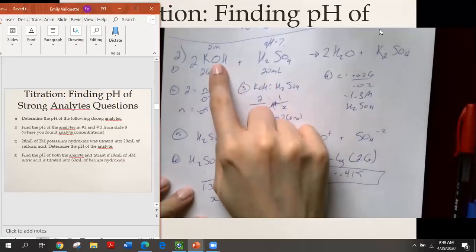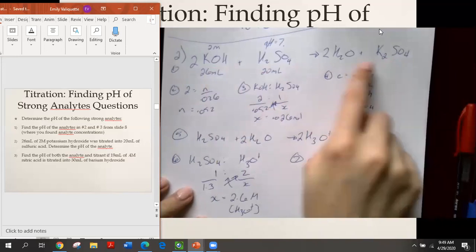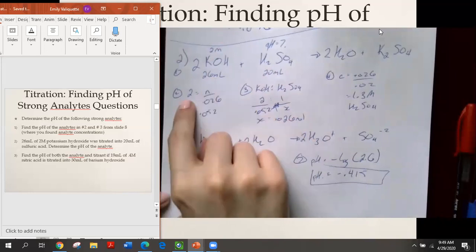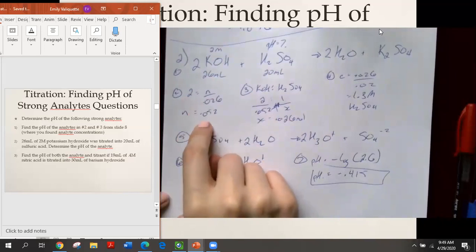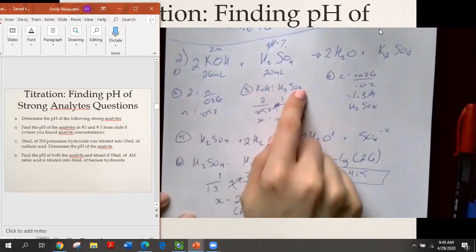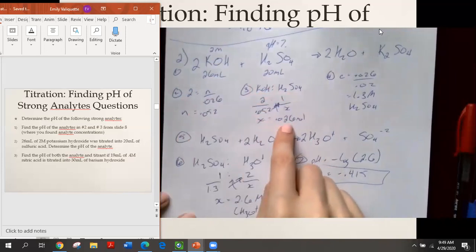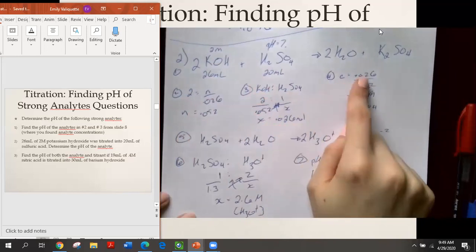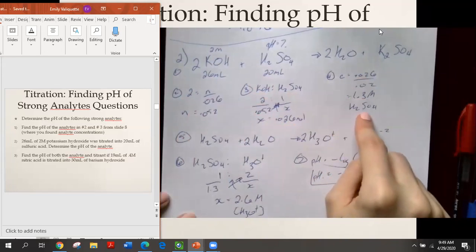Okay, so for question number 2, you have potassium hydroxide reacting with sulfuric acid to make water and potassium sulfate. Because we're given the concentration and volume of our base, we're going to do C equals N over V with that, and we get 0.052 moles of our base. Then we set up a mole ratio between our base and our acid, which is a 2:1 ratio. And when you cross multiply and divide, you get 0.026 moles of our acid. Plug that into C equals N over V and get 1.3 molar sulfuric acid.